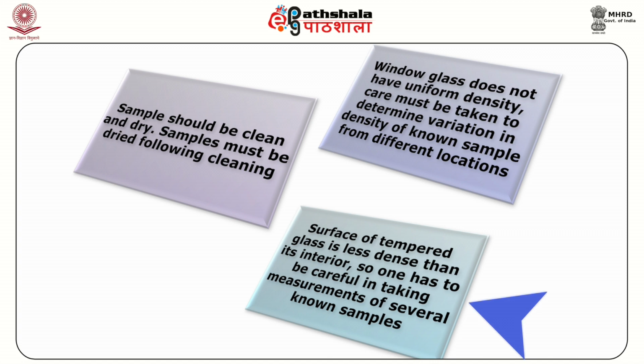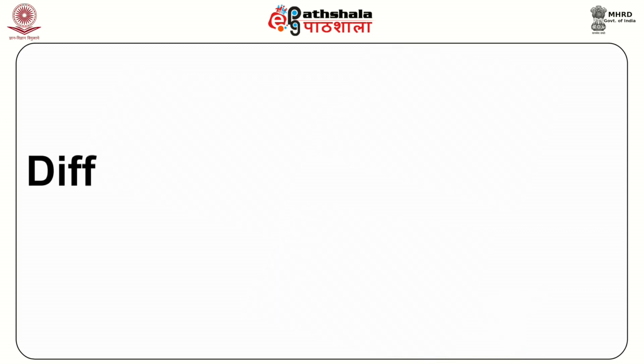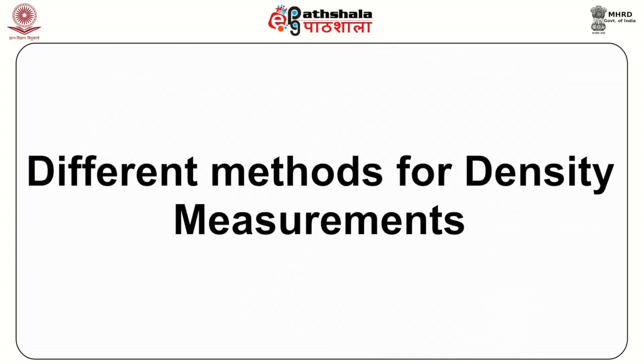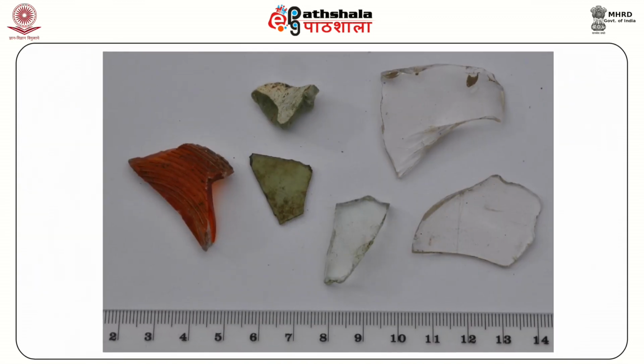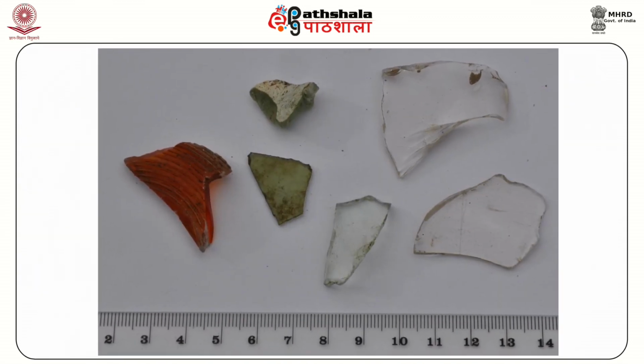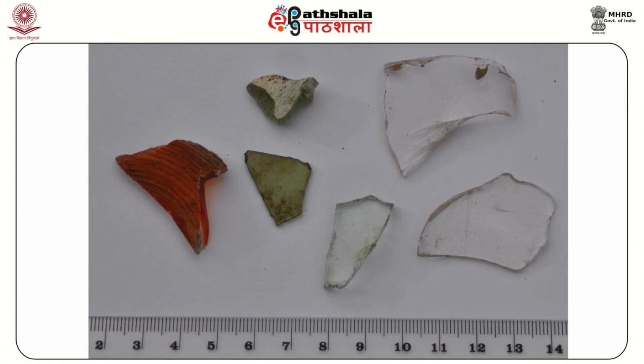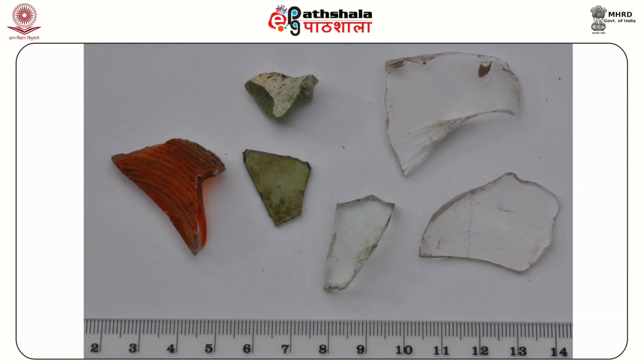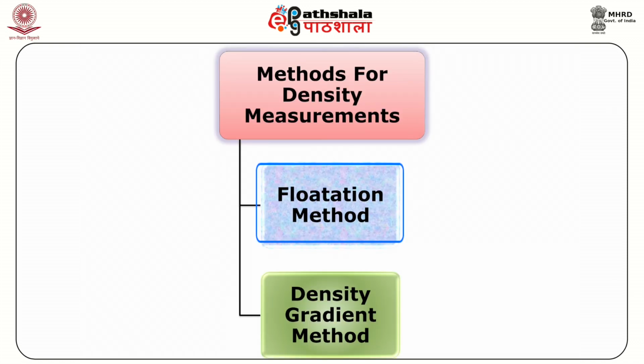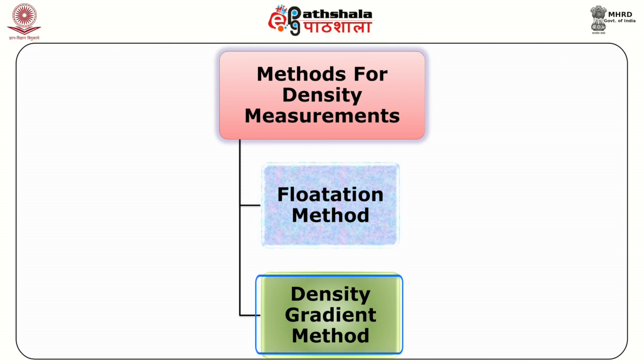Also, the surface of the tempered glass is less dense than its interior. So, one has to be careful in taking measurements of several known samples. Different methods for density measurements. These glass fragments under criminal investigations are very small, and so the density of such fragments can be determined either by flotation method or density gradient method.